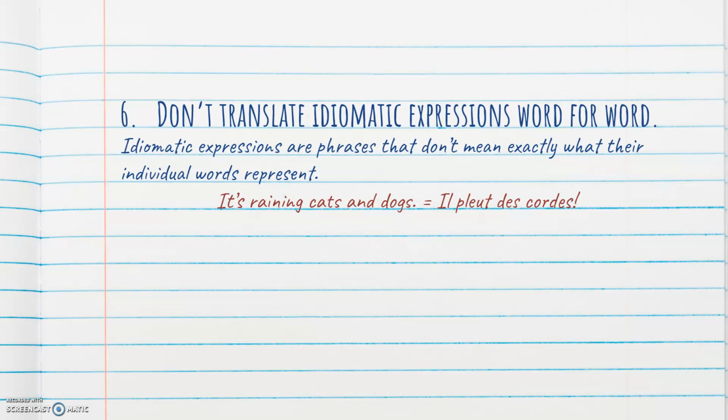A couple of other examples of idiomatic expressions. I have a frog in my throat is what we say if we have kind of a sore throat and a weird voice. But in French, they say, j'ai un chat dans la gorge. I have a cat in the throat. So same idea, different animal. But if you translate that word for word into French, a French person would be very confused and they would think that you have an actual amphibian lodged in your trachea.